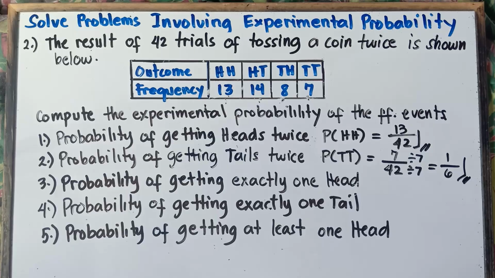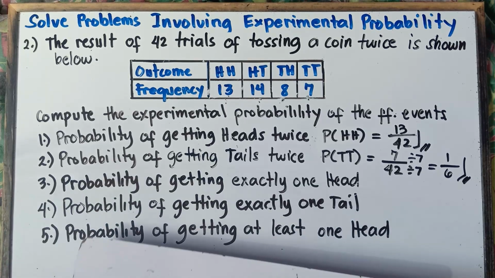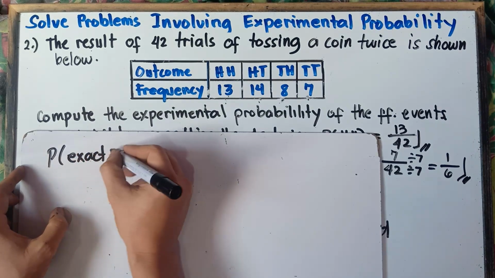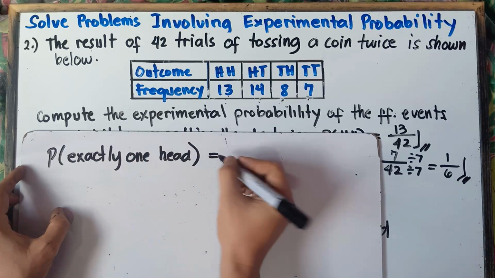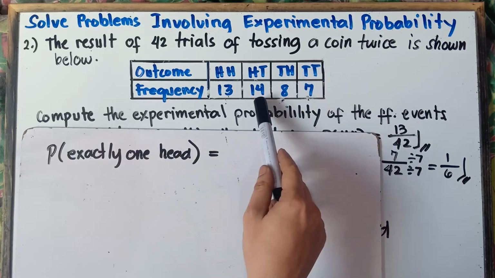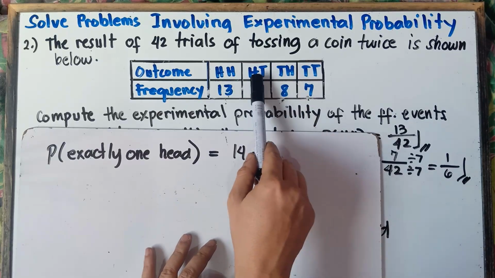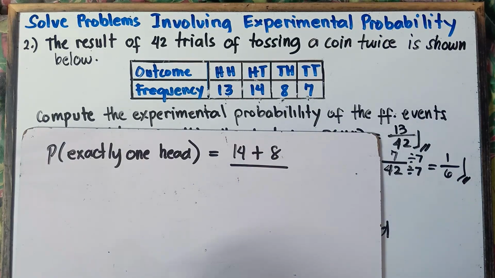Alright, so let's proceed now to example number 3, probability of getting exactly 1 head. We don't have enough space, class, let me just write it here. Probability of getting exactly 1 head. So we have this one, exactly 1 head, 14, plus, once again, class, we have head-tail and then tail-head, which will be exactly 1 head. So 14 plus 8 all over the total number of trials, that would be 42.